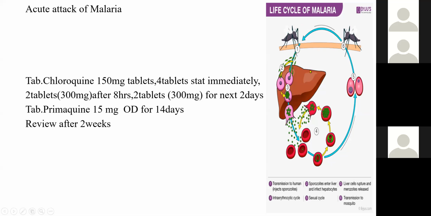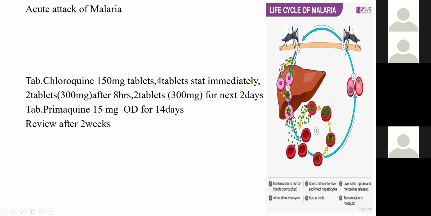So the drug, as he has told, is chloroquine, one of the most important drugs. Most malarial plasmodium is sensitive to chloroquine. In some cases it will not be sensitive. So what you have to do is give chloroquine tablets. You can see 4 tablets. It's very difficult, no? So 150 milligram, that means 150 into 4, 600 milligram. At a stretch, they have to take 4 tablets immediately.